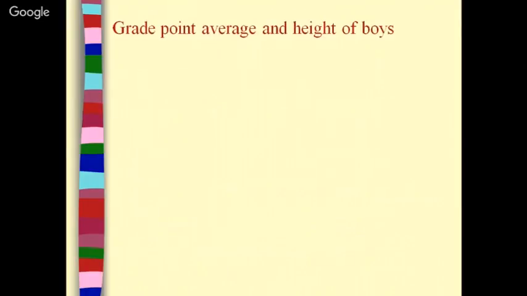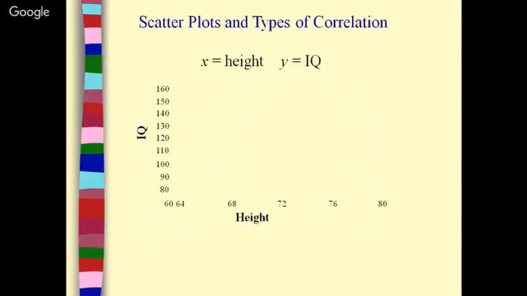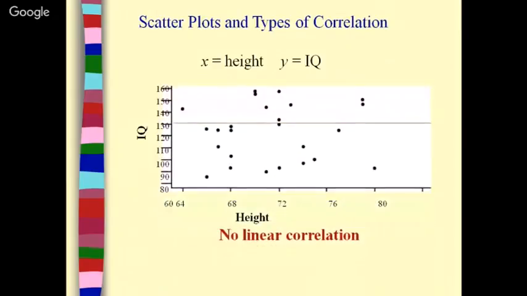Let me give another case. Grade point average and height of boys. What type of relationship will come here? Grades in the class and height. Very good. So there should not be any relationship between the two. My point is you will find high relationships, positive or negative, or there can be situations where there are even no relationships. Let me now take another case, height and IQ of the individual. No relationship. Very good. So height and IQ, no relationship is there.